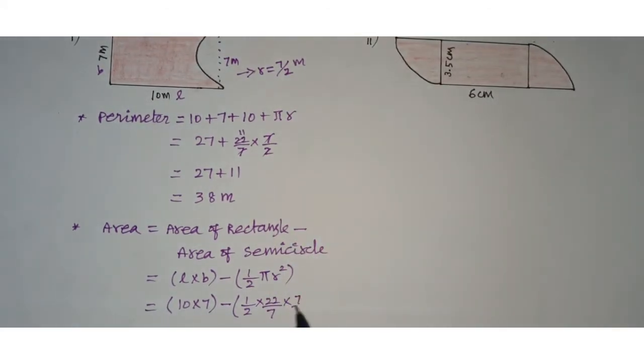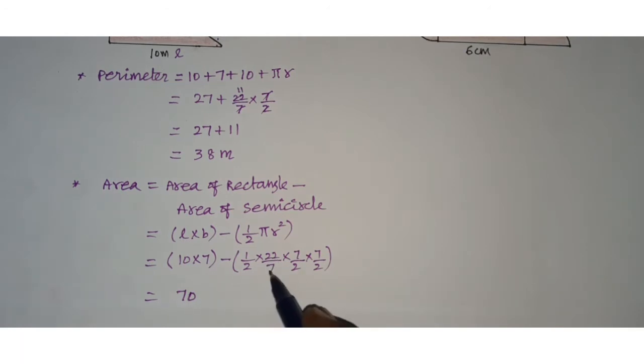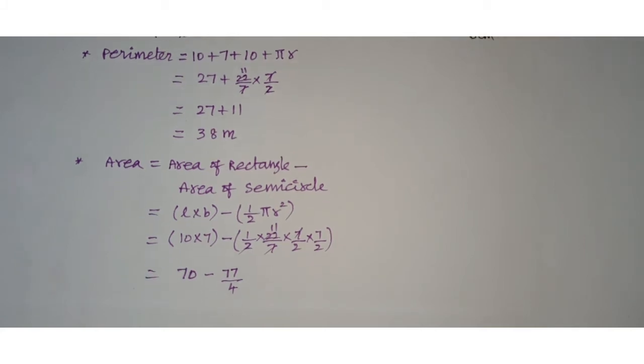So whole square, not 2 times, we have to write. Okay. So 10 sevens are 70. Now cancel these values, 7, 7. Okay. And 2 ones are 2, 11s are 11. So remaining 11 into 7, 77. 2 into 2, 4. That is 77 by 4. So 77 by 4, now we have to divide 77 by 4.